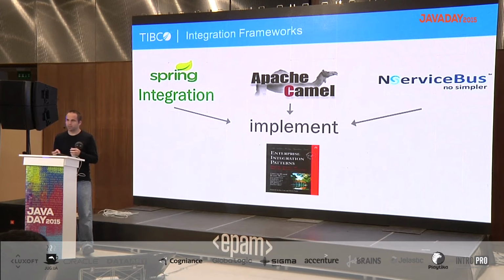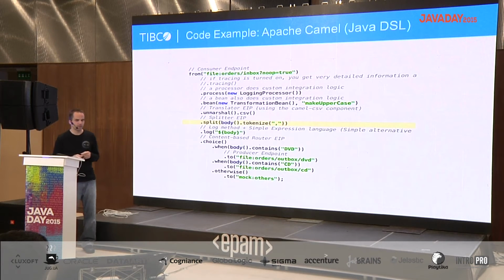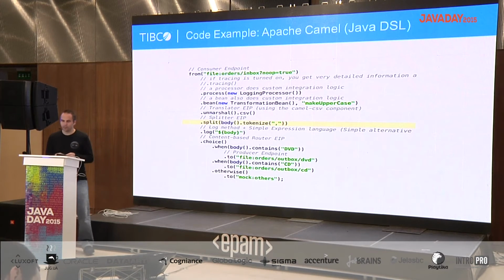But in the end, for Java, and as we're on the JavaDay today, the two options for using such a framework, open source, for your project are Spring Integration and Apache Camel. And now let's take a look at a short code example of how this looks.